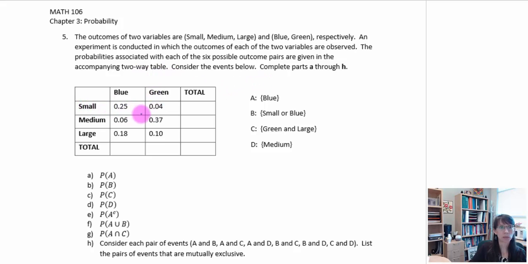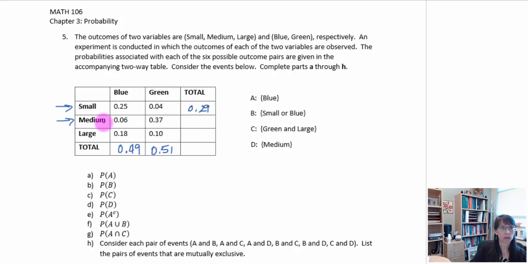So you can see that the two-way table has some probabilities already included, but I'd like to start with filling in the total column and total row. So if we add up the probabilities of the event being blue, that would be 0.25 plus 0.06 plus 0.18, and that makes 0.49. If the event is green, then we're adding 0.04 plus 0.37 plus 0.1, and that total is 0.51. Now looking across the events, the event is small, we're adding 0.25 with 0.04 to get 0.29.